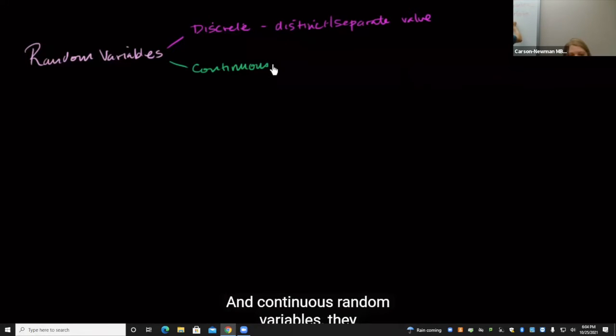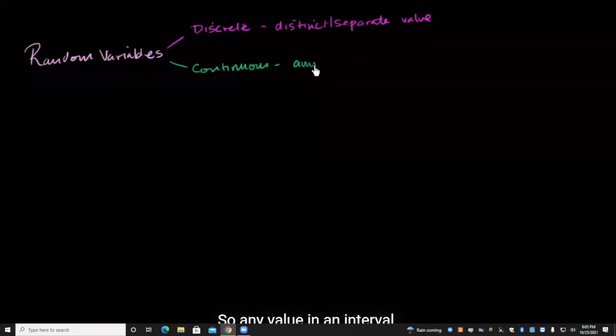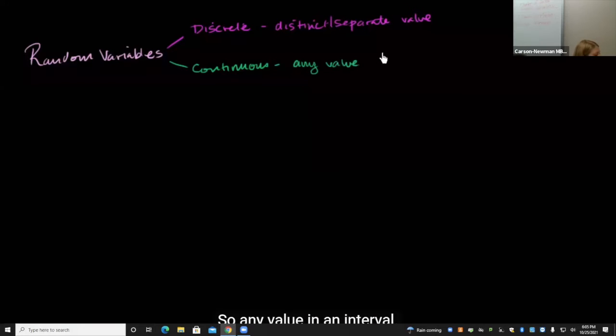And continuous random variables, they can take on any value in a range. And that range could even be infinite. So any value in an interval.